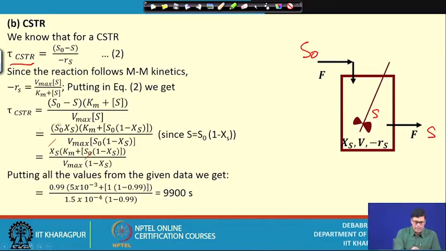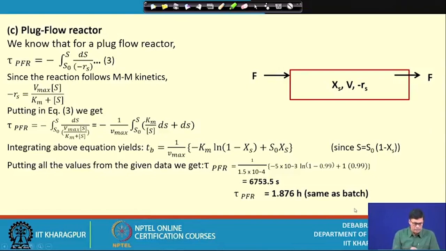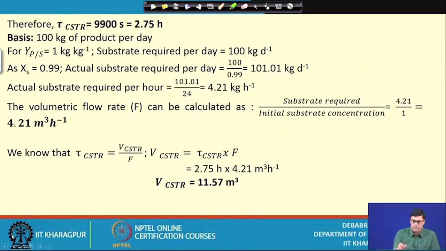And then we can write this equation in this form, and finally we can get this particular expression. Then we put the value of XA, that is 99% conversion, and then we find out the tau CSTR value. Once you know the tau CSTR value, we can convert it in terms of hours, am I right? Now, in this problem one thing we know, tau CSTR is equal to what?